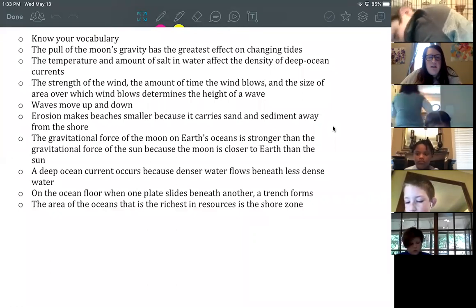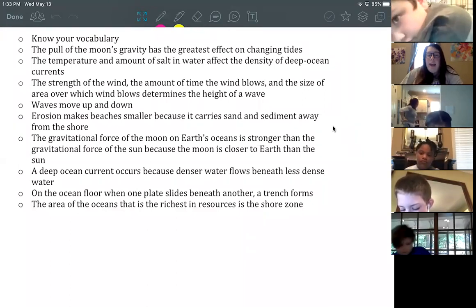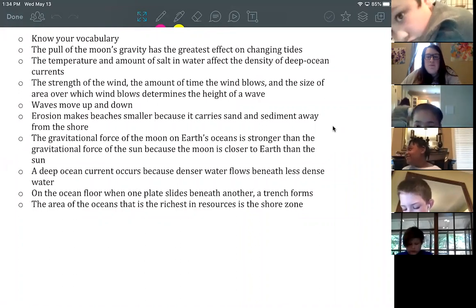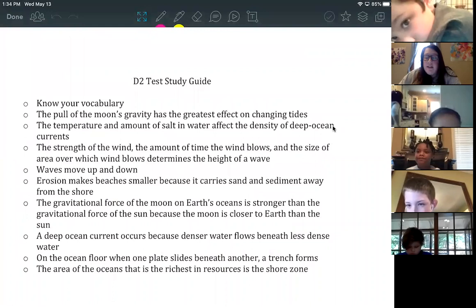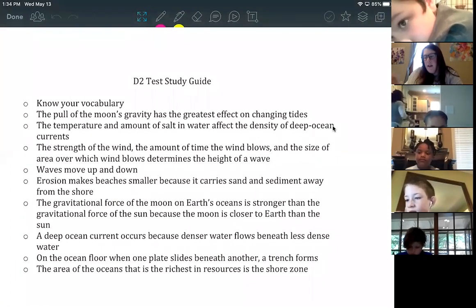And then the area of the ocean that's the richest is the shore zone. That's going to have a lot of young fish, young animals, and a lot of plants and things like that. So all of this you can use on your test Friday. Please use it. You have every opportunity to make an A Friday.